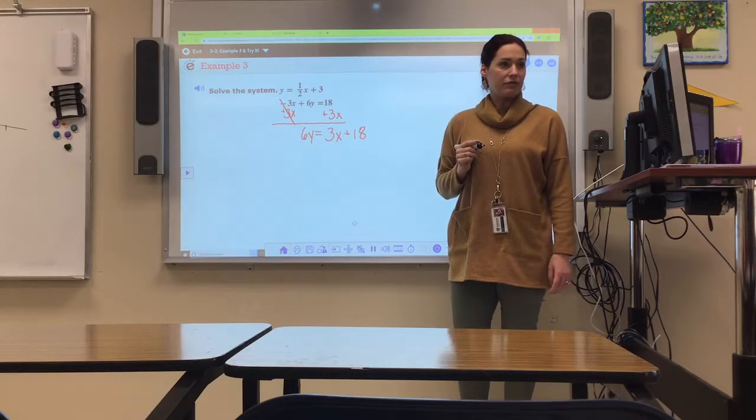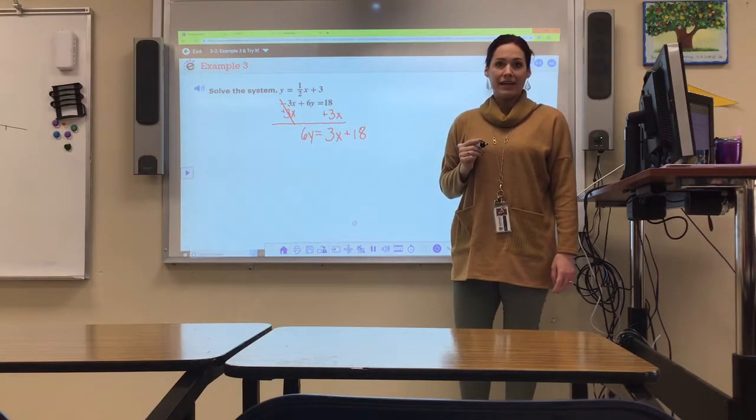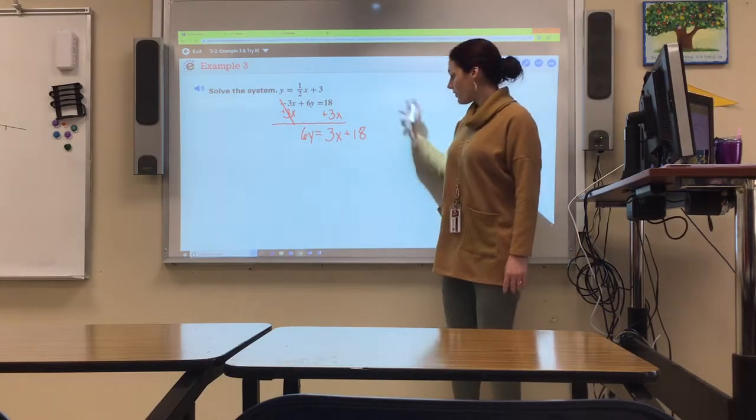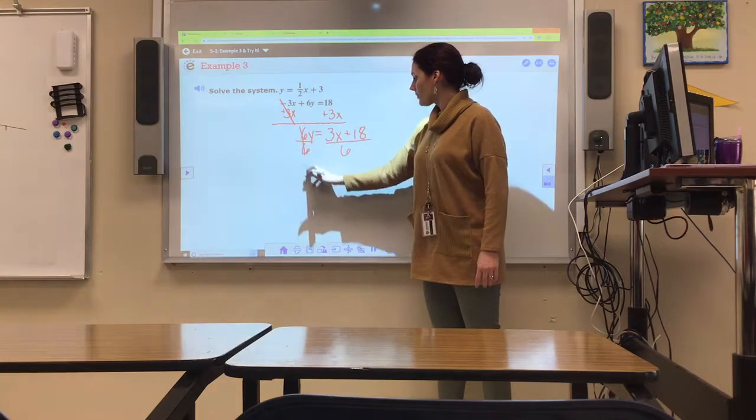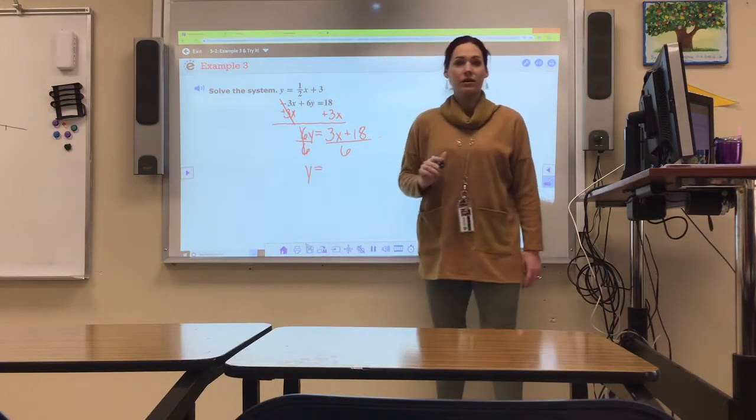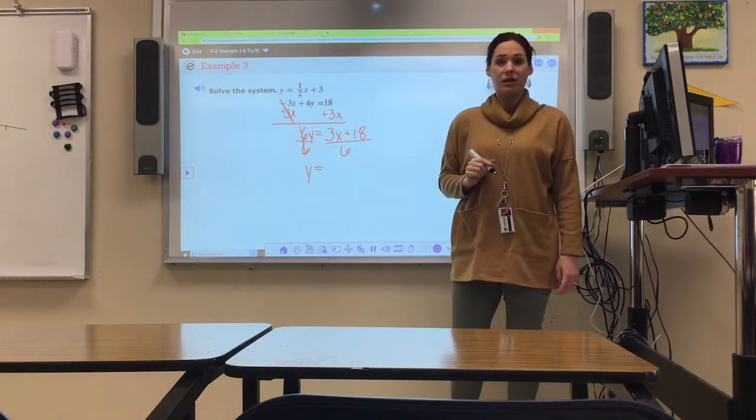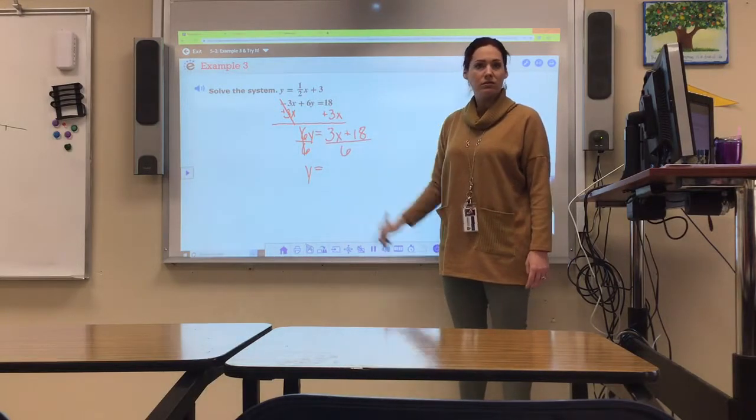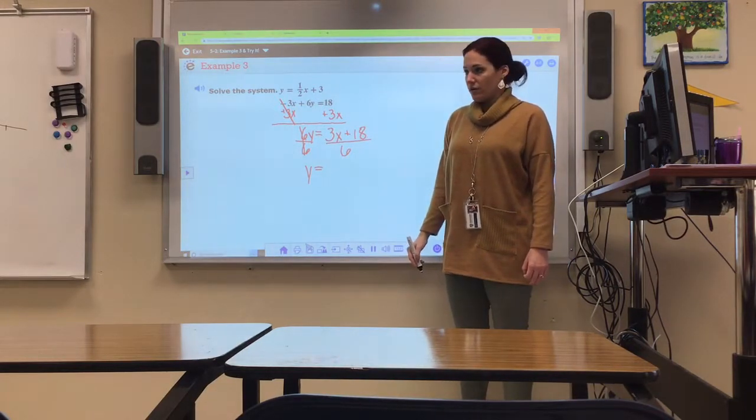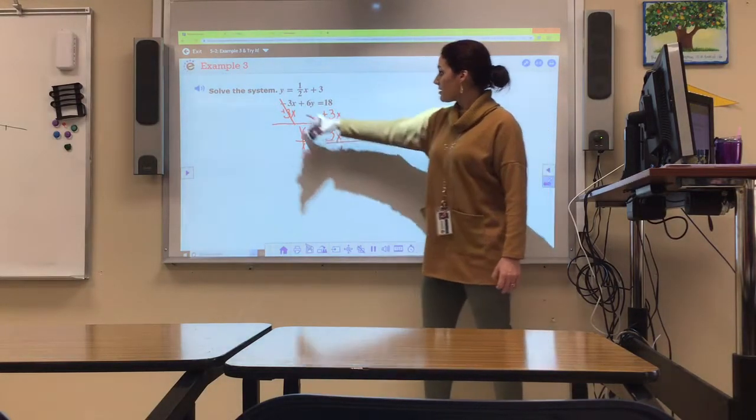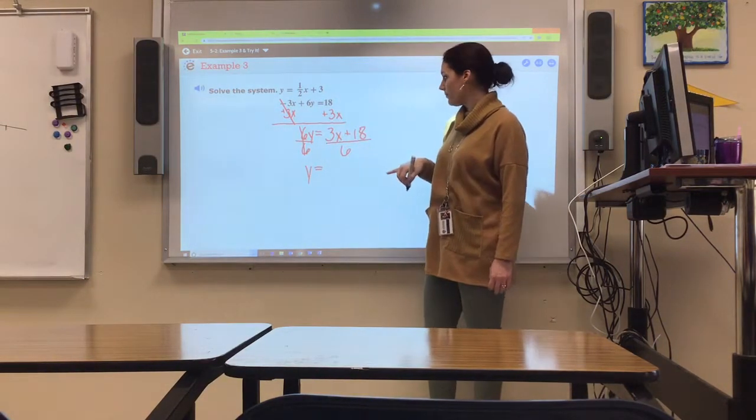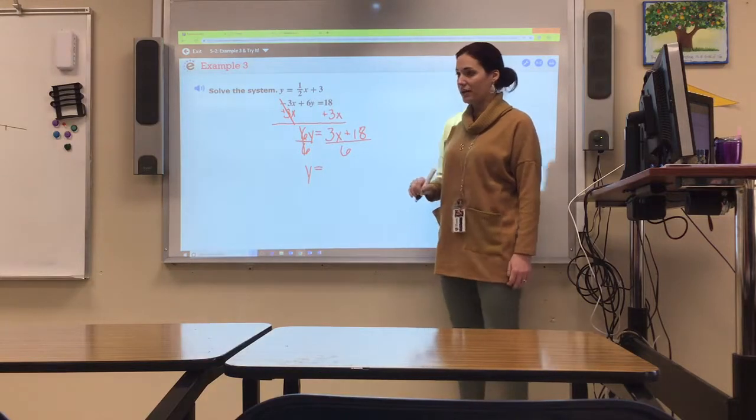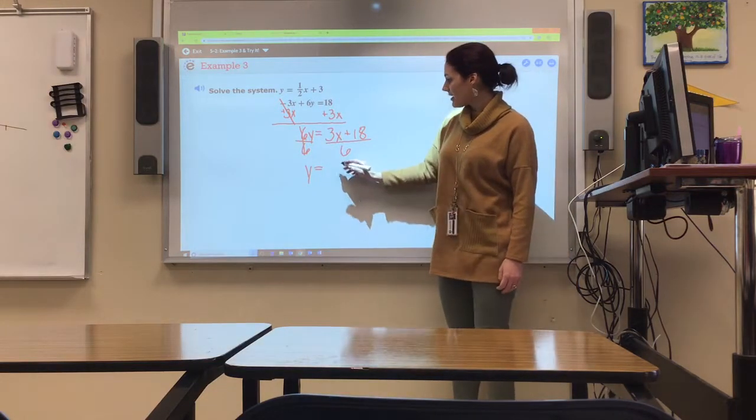What else do I have? Caitlin, you have to divide by 6. Where did you get that? Where did I get the 3x? It was over here and I added it to both sides. Oh, okay. That's where that came from. So I got 3x plus 18 on the right. Now everything gets divided by 6.